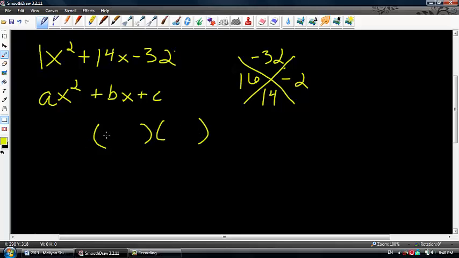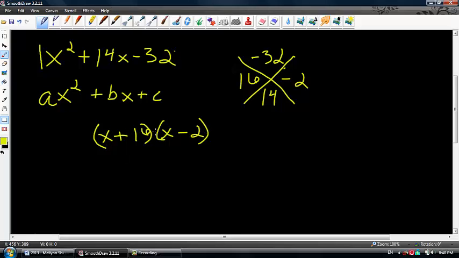First thing we always have to put is our variable. In our case it's x, which goes first in both parentheses. And then we have to fill it in with our two factors. We have 16 and we have a negative 2. In between the x and the 16, since 16 is a positive factor, we have a plus sign. And then our factors are x plus 16 and x minus 2.